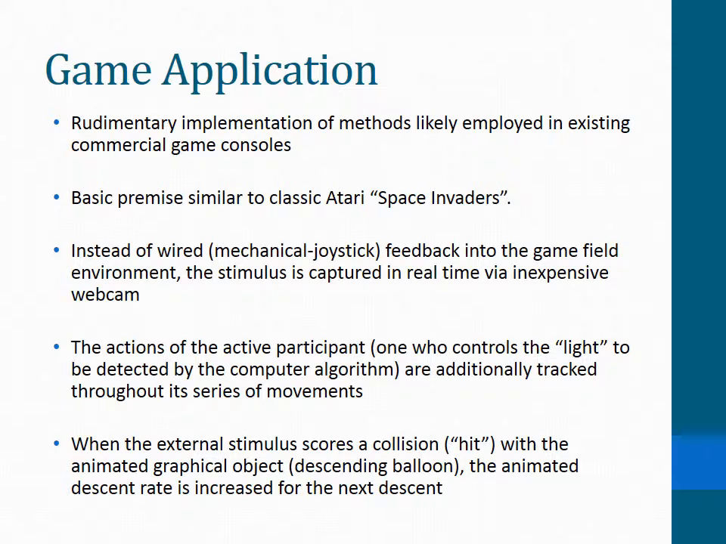The actions of the active participant, or the one who controls the light, so to speak, are detected by the computer algorithm and additionally tracked throughout its series of movements. When the external stimulus scores a collision or a hit with the animated graphical object, which in this case are descending balloons, the animated descent rate is increased for the next descent.